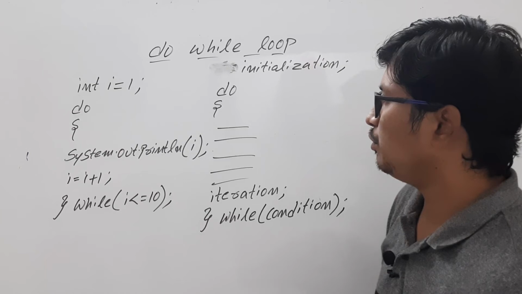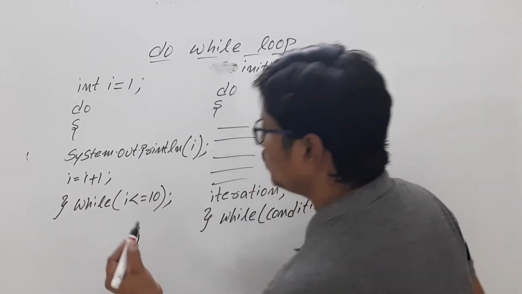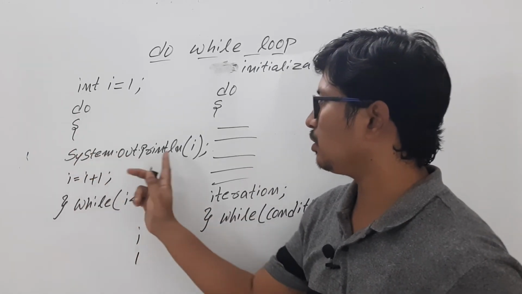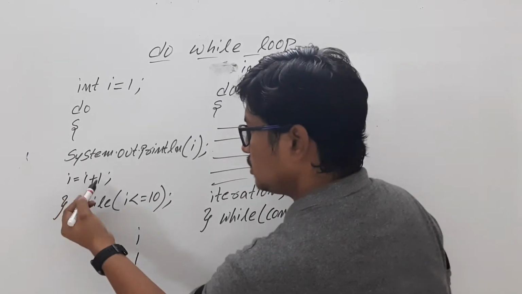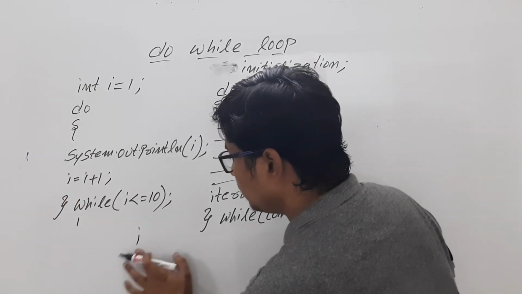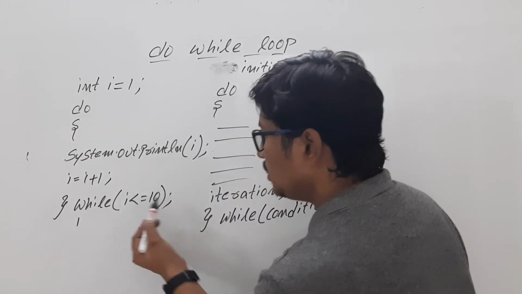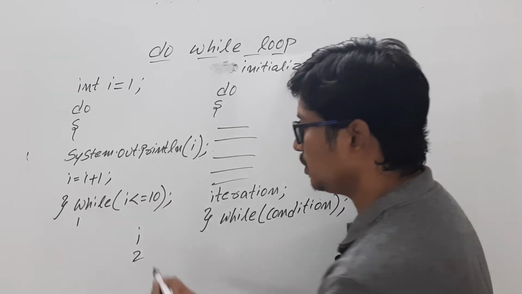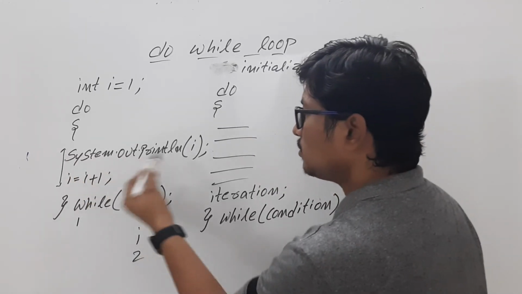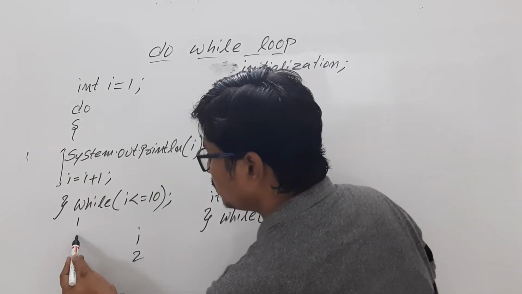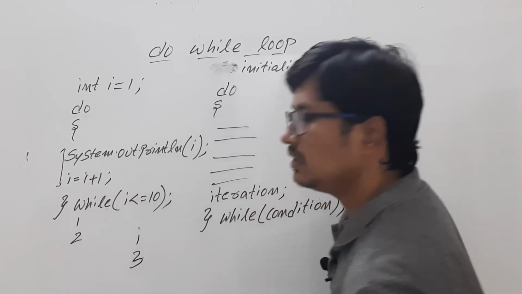Now look at here how it will be executed. i is equal to 1, and then do System.out.println. So you are displaying the i value which is 1. Then i is equal to i plus 1. Now the i value will be updated to 2. While i less than or equal to 10: 2 less than or equal to 10. Yes, the condition is true. If the condition is true, again the statements will be executed. So System.out.println, i value 2 will be displayed. Then i is equal to i plus 1. 2 plus 1 is 3.